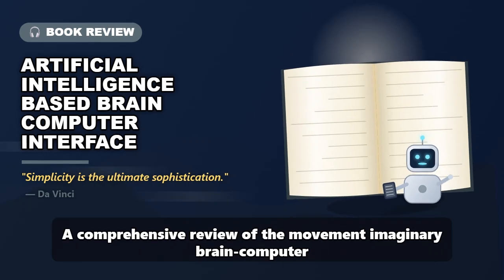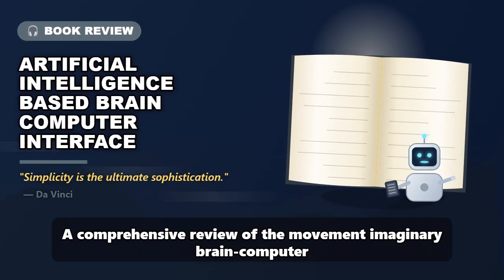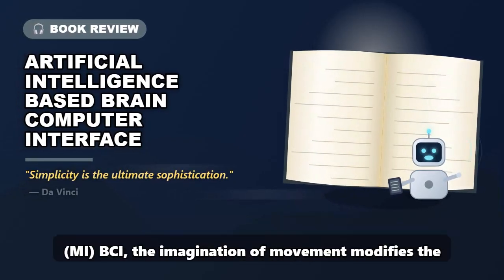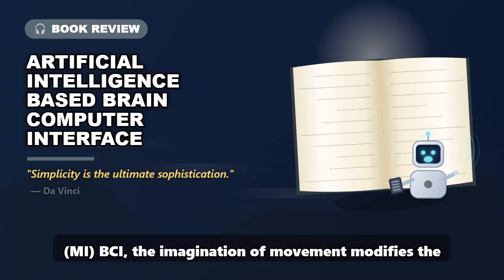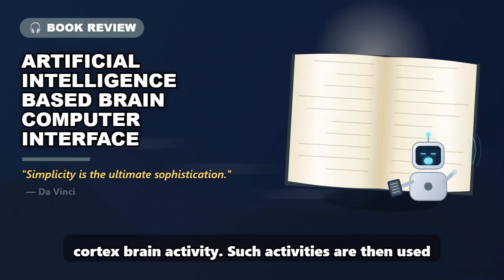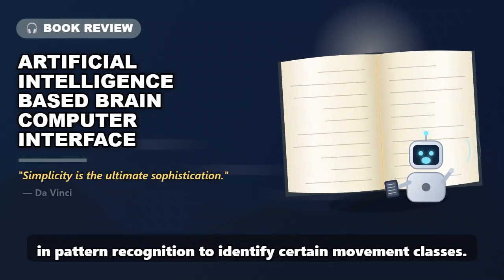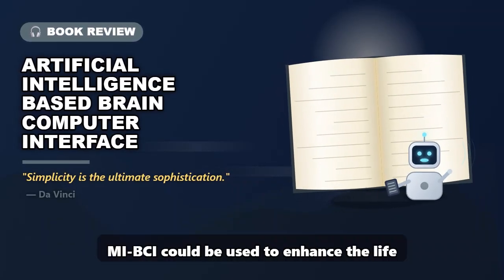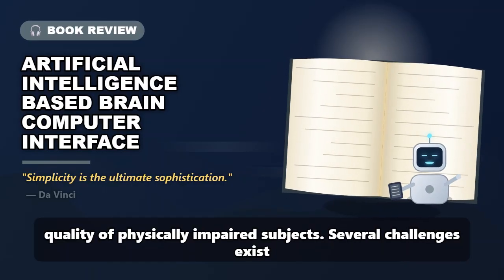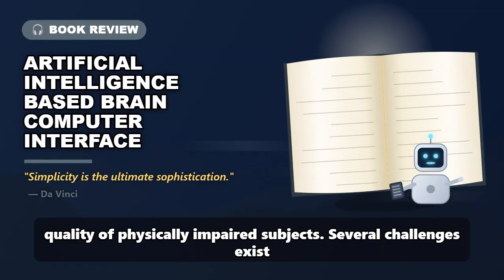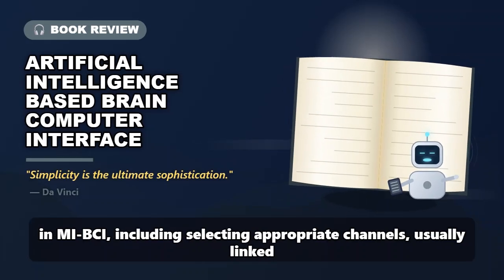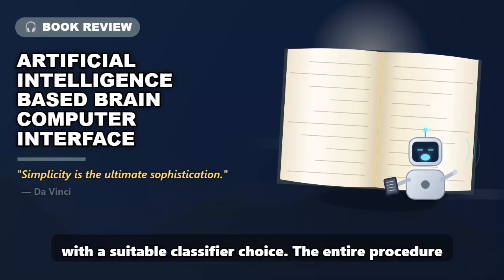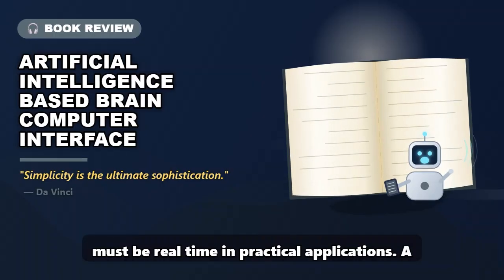A comprehensive review of the motor imagery brain-computer interface methods, challenges and future directions. In motor imagery BCI, the imagination of movement modifies the cortex brain activity. Such activities are then used in pattern recognition to identify certain movement classes. MI-BCI could be used to enhance the life quality of physically impaired subjects. Several challenges exist in MI-BCI, including selecting appropriate channels, usually linked with a suitable classifier choice. The entire procedure must be real-time in practical applications.